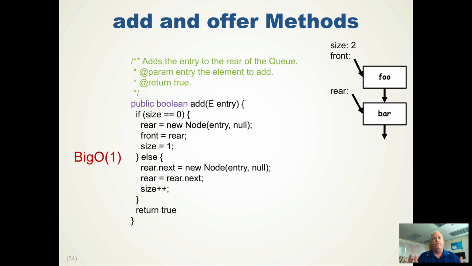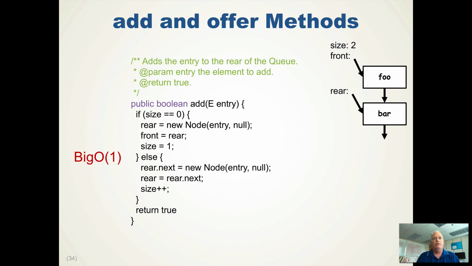And the big O of the add method is big O of 1 because we're just adding something to the rear and updating some pointers. There's no looping, there's no traversal. It's very simple. We didn't have to start at front and go all the way to rear because we keep track of both of them, so big O of 1.